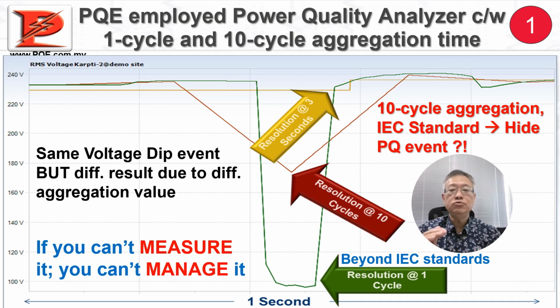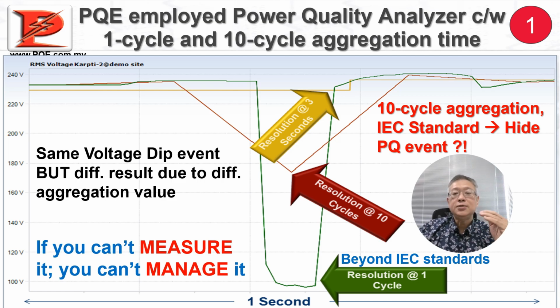And this is very useful for plant improvement. If we are dealing with a utility or authority, of course, we would like to use a standardized standard, which is 10 cycle. So good news is our logger is able to produce two types of aggregation time, single cycle and also 10 cycle. Single cycle goes beyond the IEC standard. It's much better than IEC. The purpose of having single cycle is for plant improvement. If we cannot measure it in detail, of course, we cannot manage it.